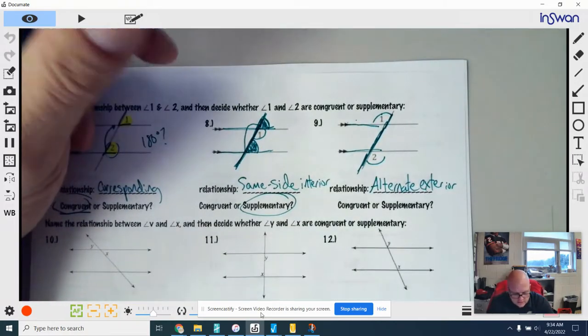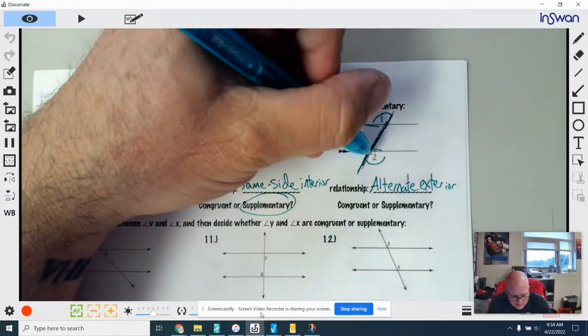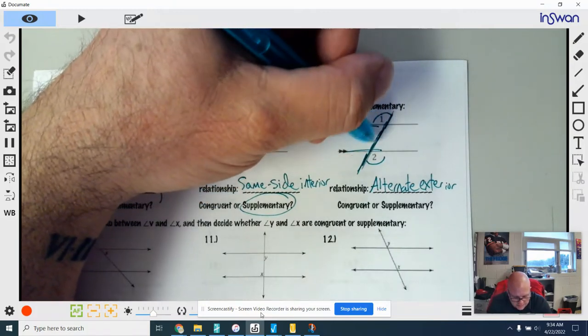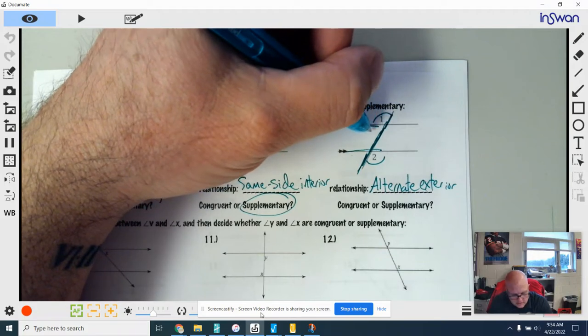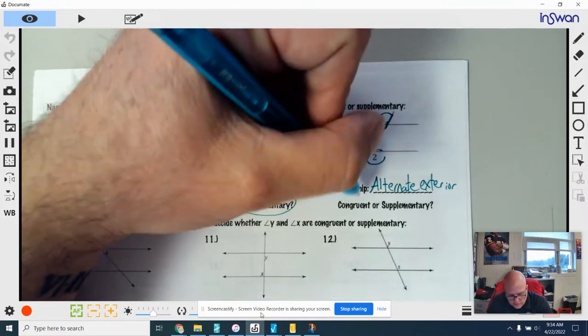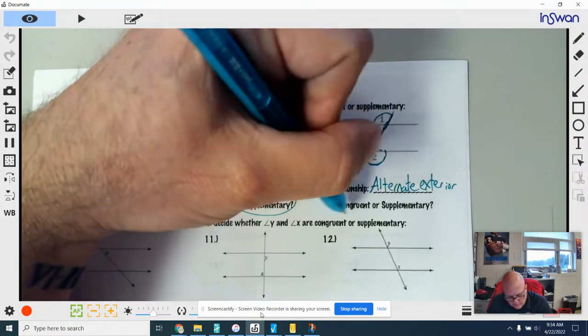Okay, alternate exterior. If you imagine trying to fit these two together, they're not going to go together to form a straight line. So these are actually congruent. They're the exact same measure if you look at them.